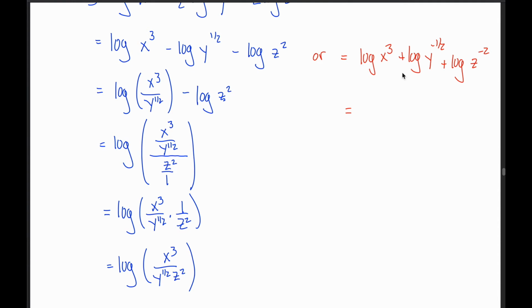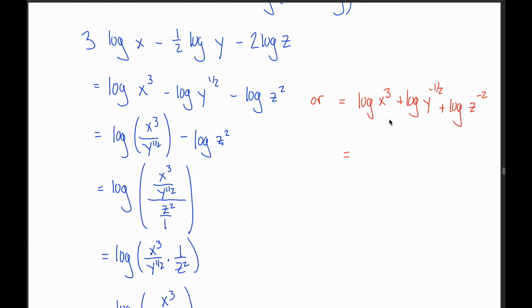If you want to avoid all that, just use your first log rule instead of your second log rule, because the first log rule will just change this into multiplication. This plus right here allows me to write the first two terms as the log of x cubed times y to the negative 1/2 power. And then I still have this log of z to the negative 2 power hanging out.